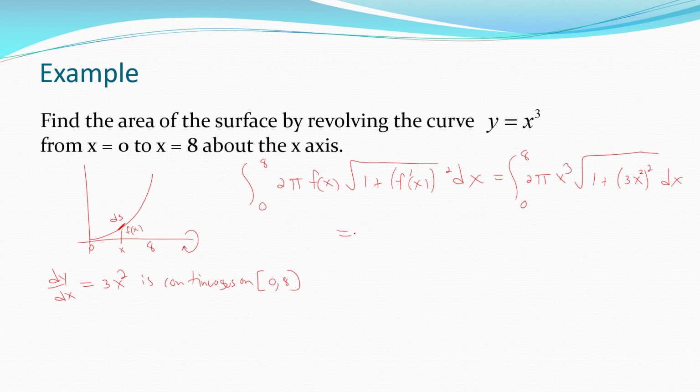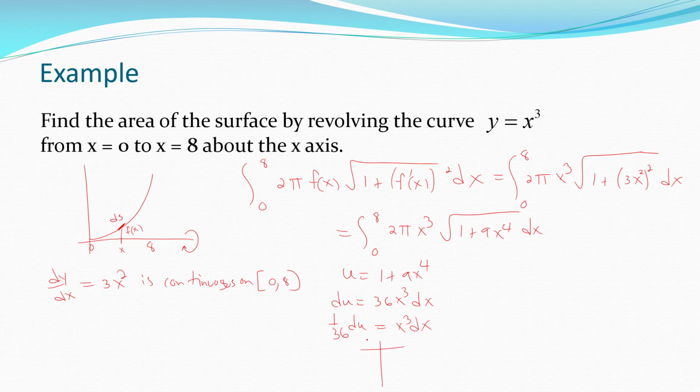So that is the integration from 0 to 8 of 2 times pi times x cubed times the square root of 1 plus 9x to the fourth dx. So why don't we go ahead and go through the process of u substitution this time. So u would equal 1 plus 9x to the fourth. So du would then be 36x cubed dx. So 1 over 36 du would then be x cubed dx.